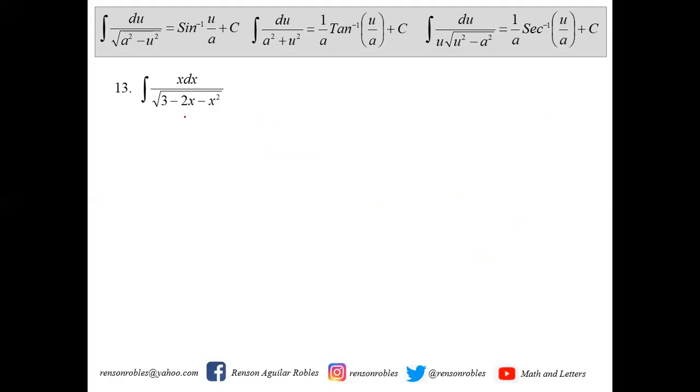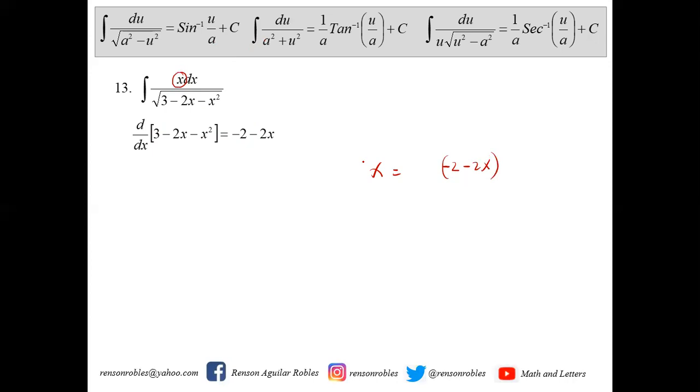We also have the integral of x dx all over the square root of 3 minus 2x minus x squared. When you look at the numerator, we have an expression x, and we don't like x on the numerator since this might not lead us to any of these three forms. However, you know that the derivative of 3 minus 2x minus x squared is equal to negative 2 minus 2x. What we need to do now is look for an expression for x such that this derivative, negative 2 minus 2x, shall appear.